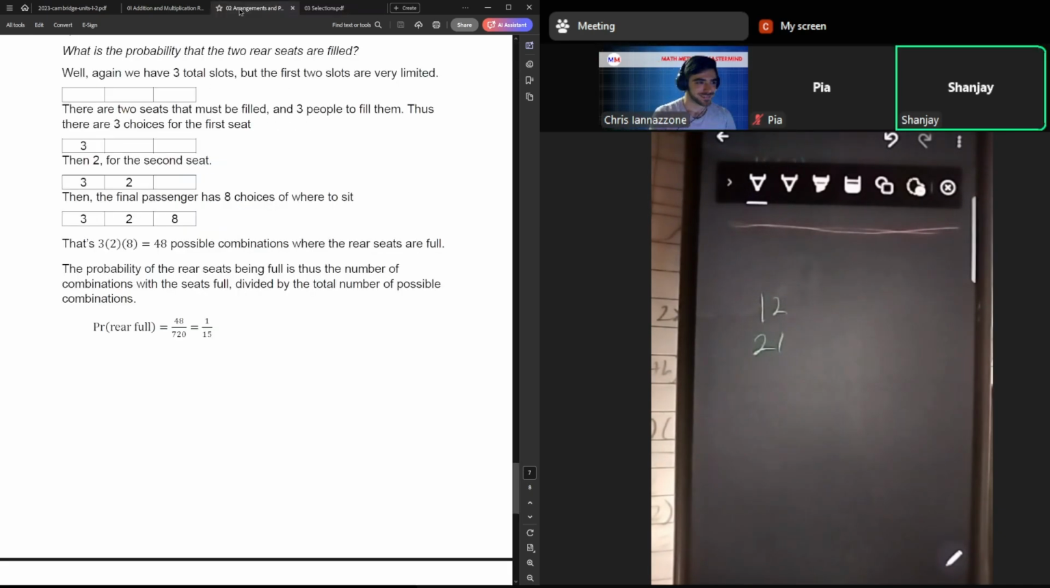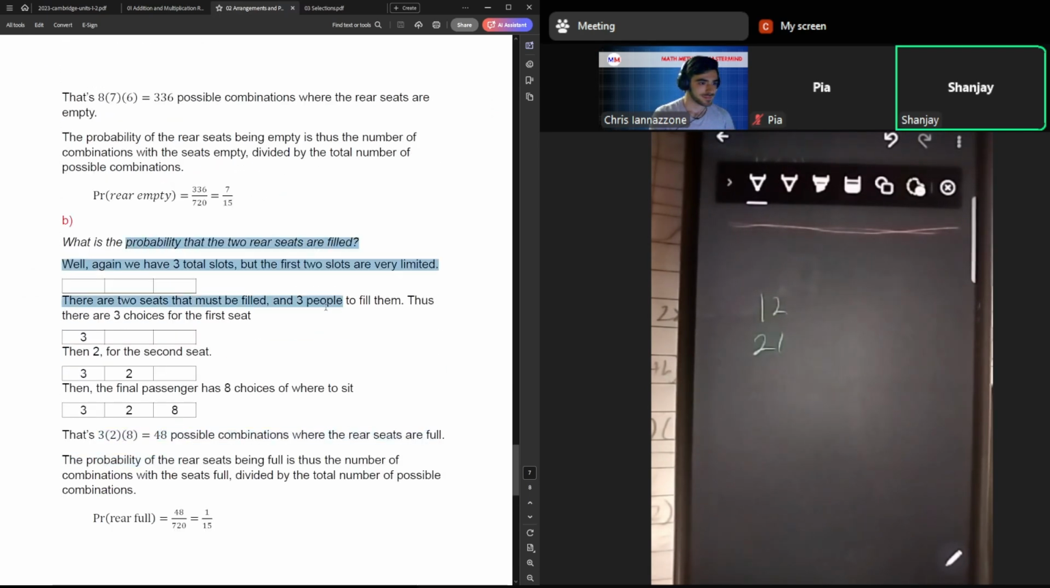With the example you showed us of the 2 rear seats being filled. So yeah, could you explain that again? I didn't really get it.